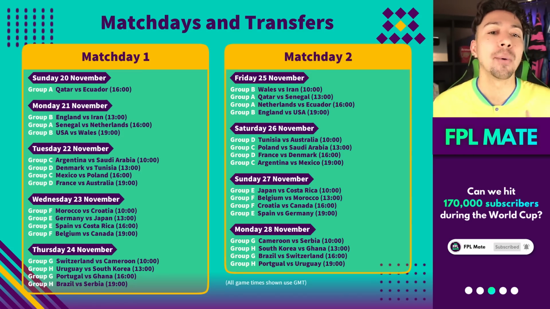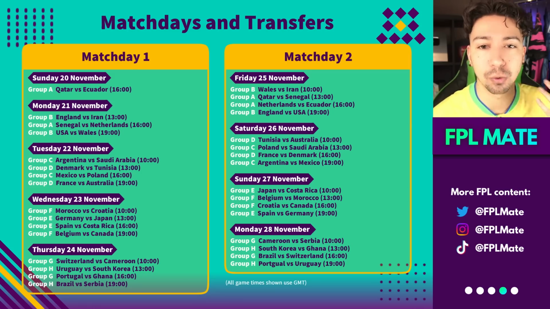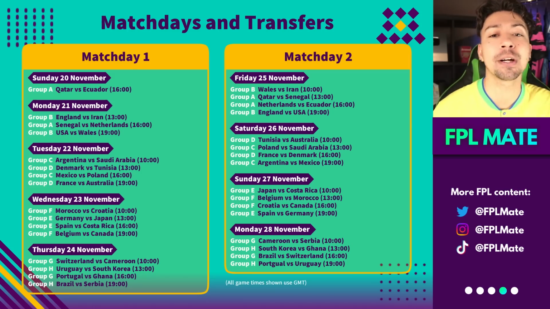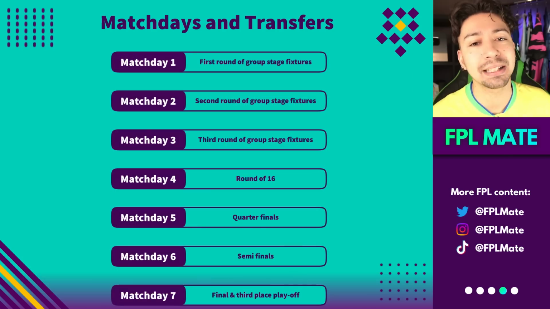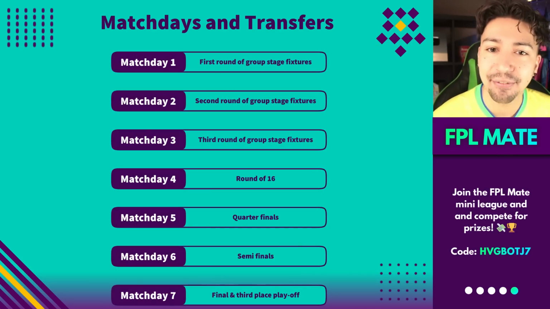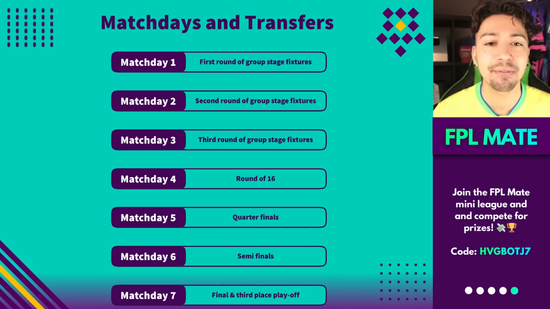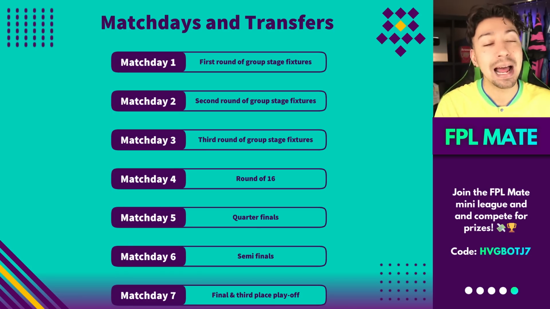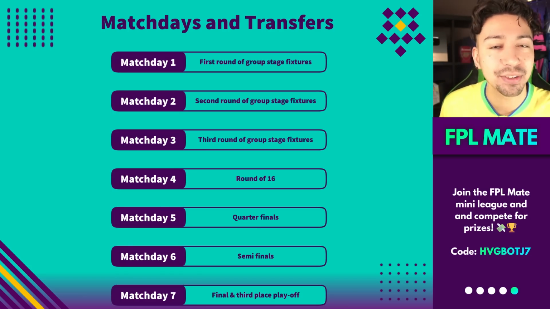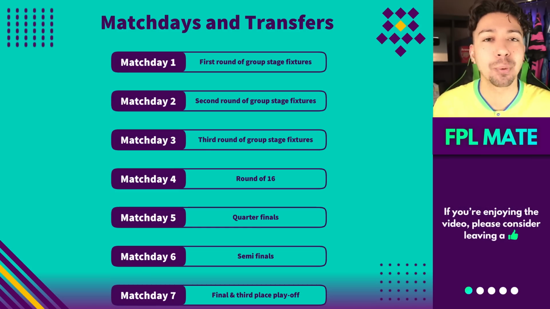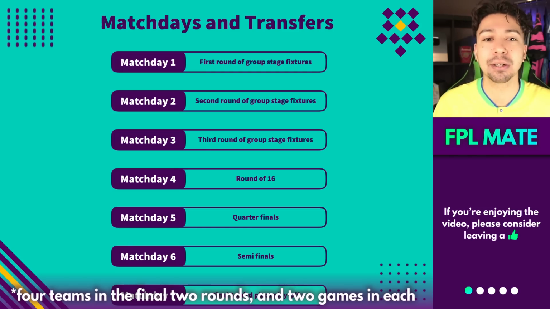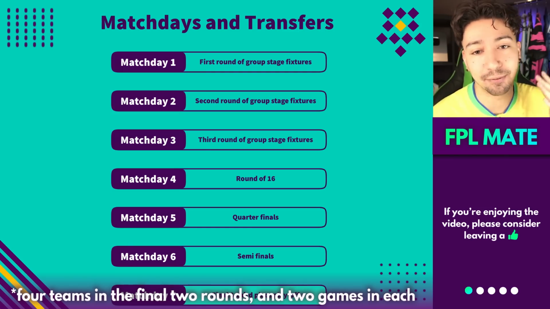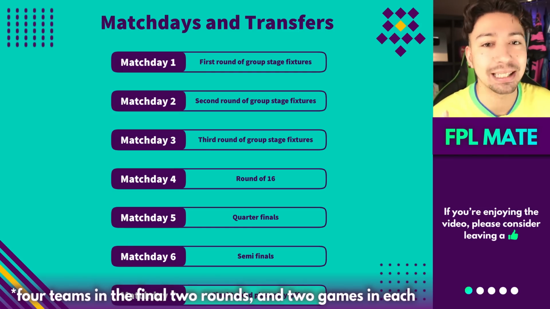The third match day will contain the remaining round of group stage games, and then subsequent match days will contain each round of the knockout phase. So, one match day for the round of 16, one match day for the quarterfinals, one match day for the semi-finals, and one match day that contains both the final and the third place playoff game, which is a game that takes place between the losers of the semi-finals. So there are actually going to be 4 games in the semi-finals and 4 games in the final round, match day 7, as well.